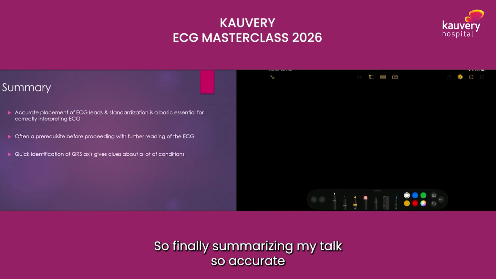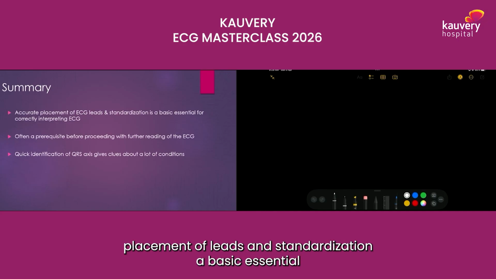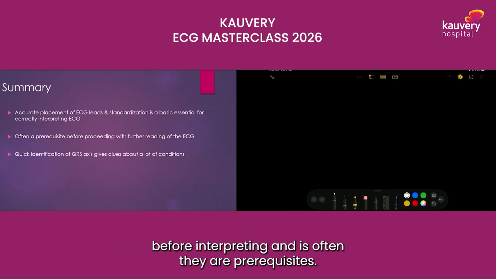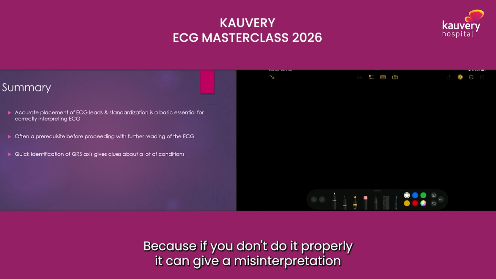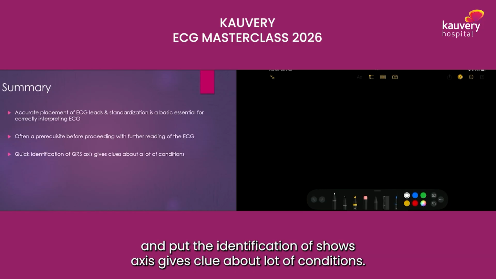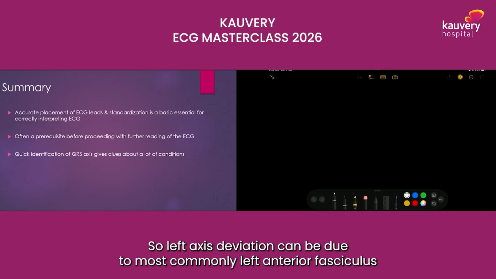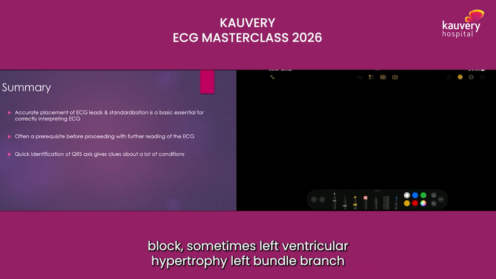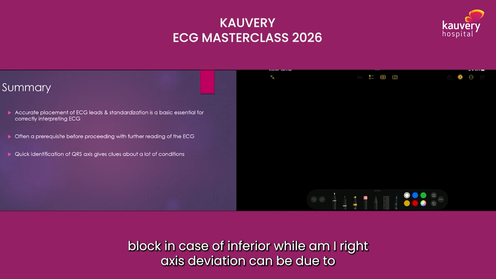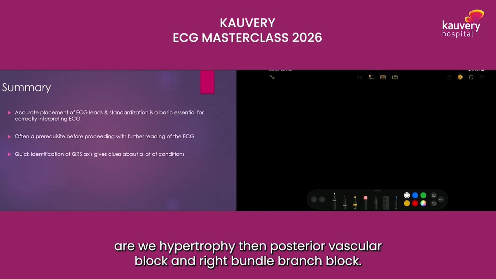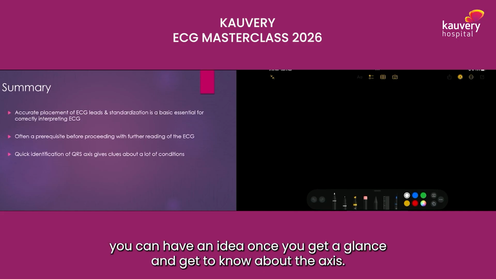Finally, summarizing my talk, accurate placement of ECG leads and standardization are basic essentials before interpreting an ECG. Often they are prerequisites because if you don't do it properly, it can give a misinterpretation or a misdiagnosis. And quick identification of QRS axis gives clues about a lot of conditions. So left axis deviation can be due to most commonly left anterior fascicular block, sometimes left ventricular hypertrophy, left bundle branch block, or inferior wall MI. Right axis deviation can be due to RV hypertrophy, posterior fascicular block and right bundle branch block. So a lot of diseases you can have an idea about once you get a glance and get to know the axis.